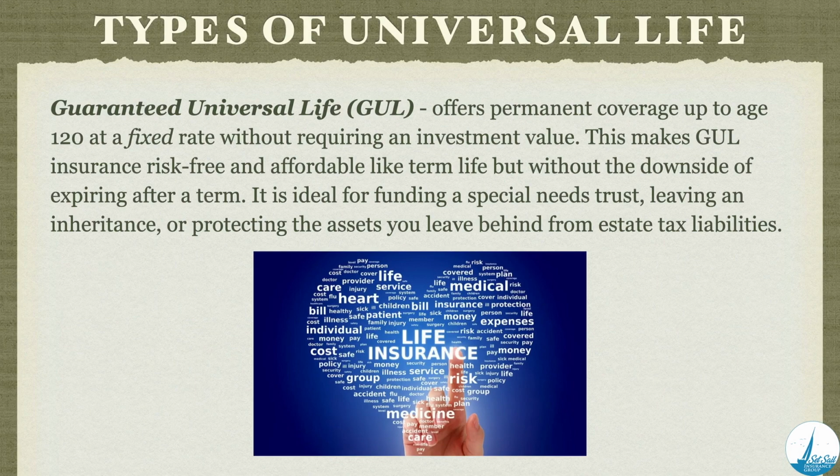The types of universal life. Well, the first is called Guaranteed Universal Life, or GUL. It offers permanent coverage up to age 120 at a fixed rate without requiring an investment value. This makes Guaranteed Universal Life insurance risk-free and affordable like term life, but without the downside of expiring after a term. It's ideal for funding a special needs trust, leaving an inheritance, or protecting the assets you leave behind from estate tax liabilities.